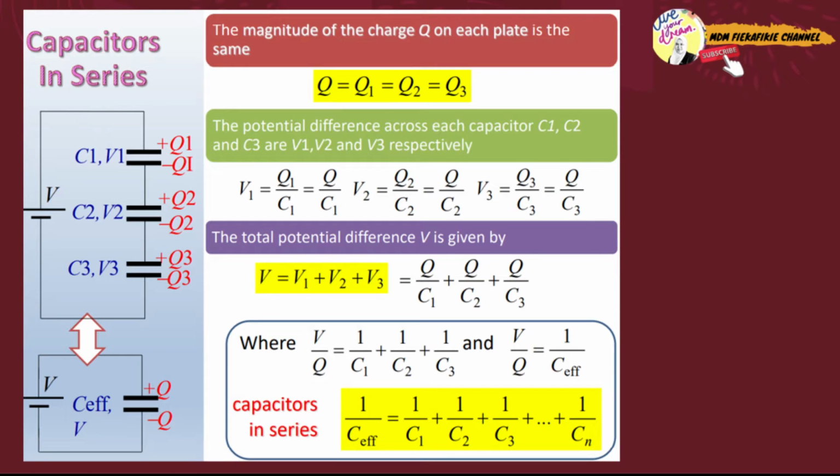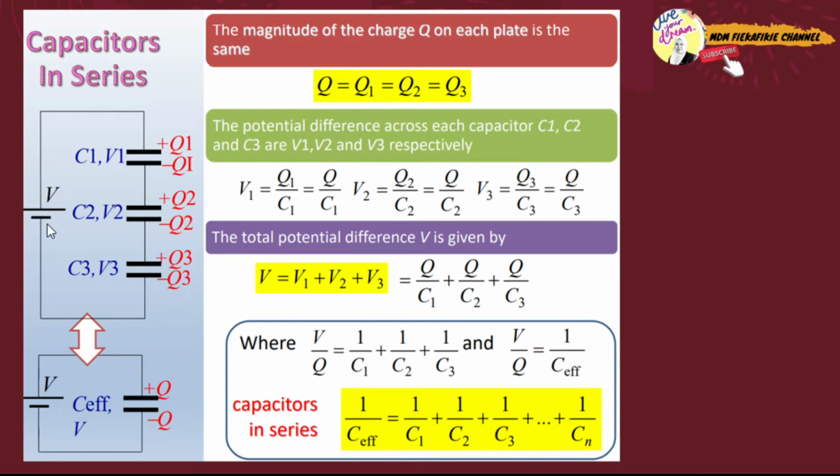But if you want to calculate the potential difference across each capacitor, we have C1, C2 and C3. The equation of V1, the voltage across capacitor 1, is Q1 over C1. You must know that for capacitors in series, the total of the voltages across each capacitor is equal to the voltage supplied to the circuit. Here we have V1 plus V2 plus V3.